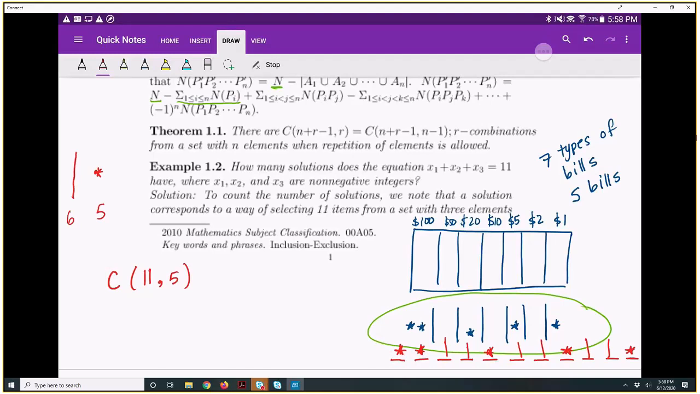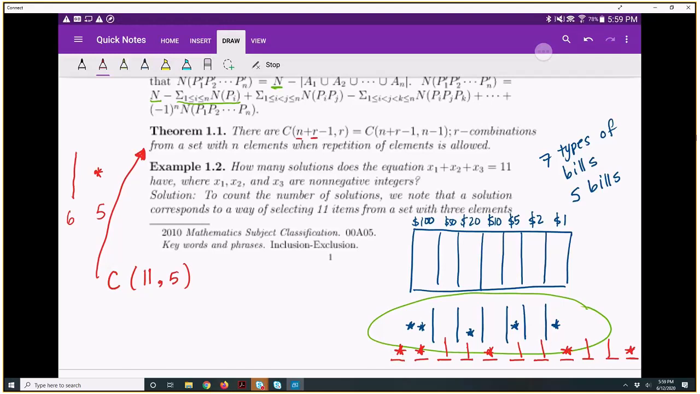So that gives us this formula. If you think of n as 7 and r as 5, then 7 plus 5 minus 1 is 11. And so it's 11 choose 5. So it's exactly this theorem here. So we're going to remember this theorem and use it in the future.